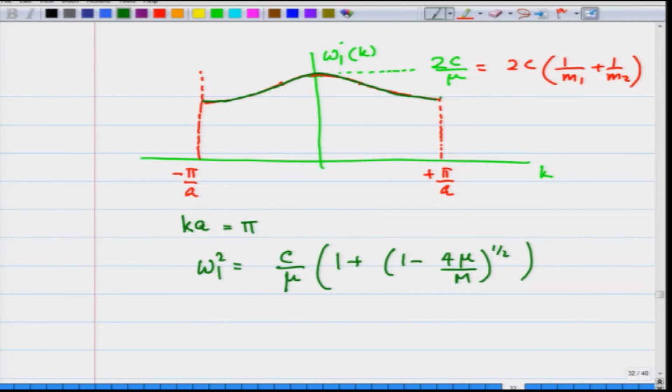So, I have this mode which has frequency omega not equal to 0 at k equal to 0, and then it is almost flat. This is known as optical phonon, for reasons I will explain a bit later. Let us look at omega 2 now.